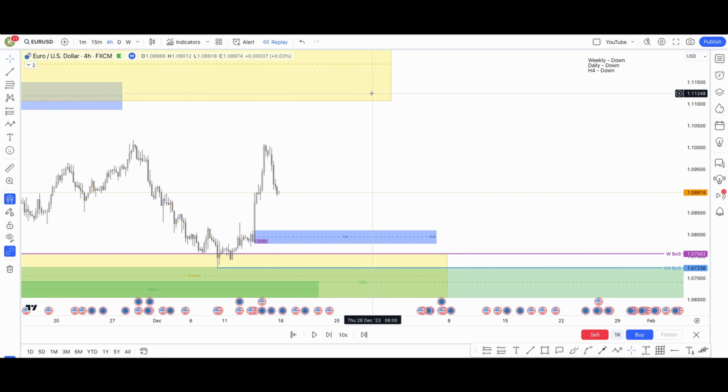So there's a 1 minute entry with a 15-minute structure, or a 15-minute entry and a 4-hour structure, or a 4-hour entry and a weekly structure, or a 5-minute entry and a 1-hour structure, or a 1-hour entry and a daily structure.